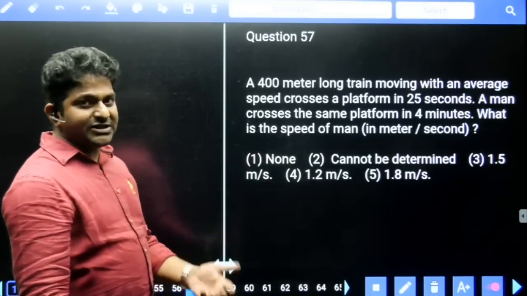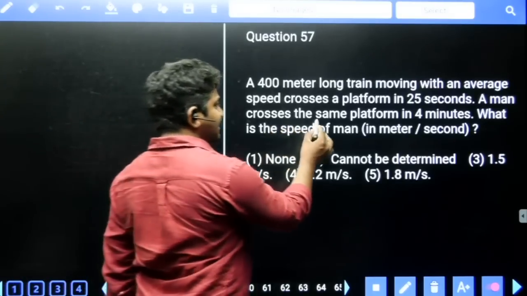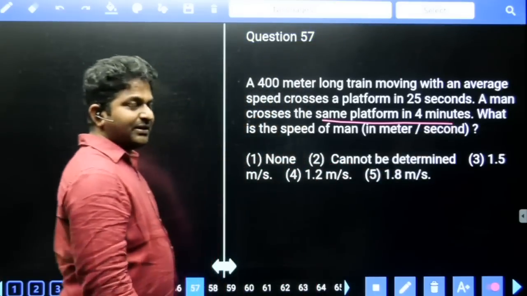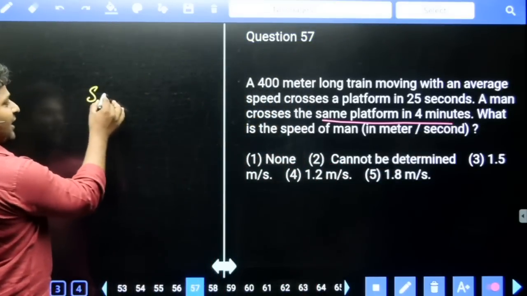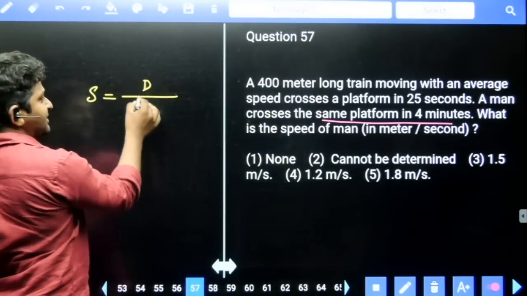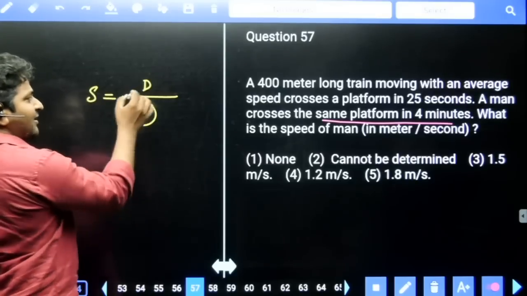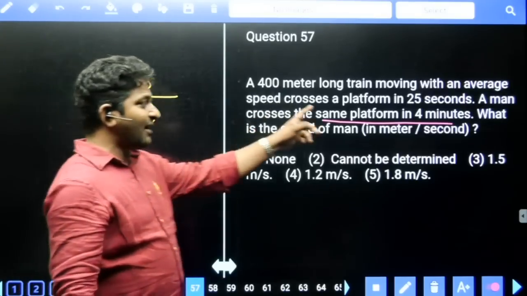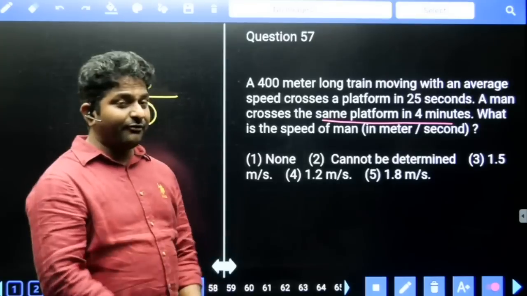See, if you want to calculate the speed of the man, a man crosses the platform in 4 minutes. Time is given. When you want to calculate speed, you need to know distance and then time. Time is already there. But what is the distance that a person travels here? Platform. Then what is the platform length?